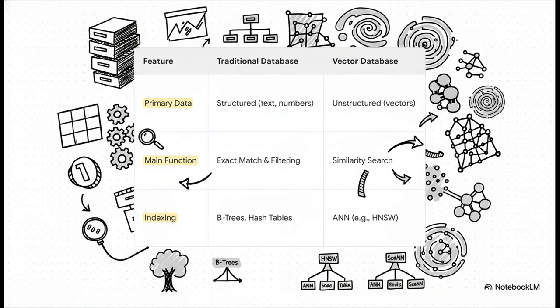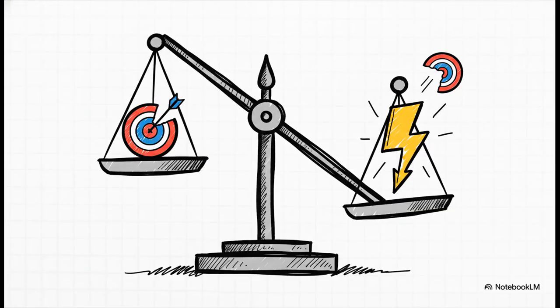But a vector database, it's all about finding things that are similar. It's more like asking the librarian, hey, can you find me a book that feels like this other one I loved? To do that, it needs a totally different set of tools. So what's the secret? How are they so unbelievably fast?